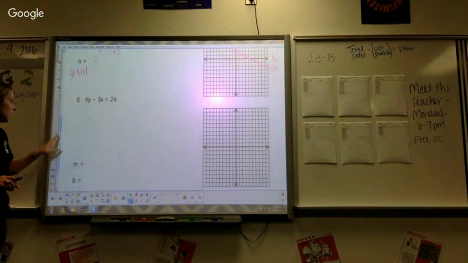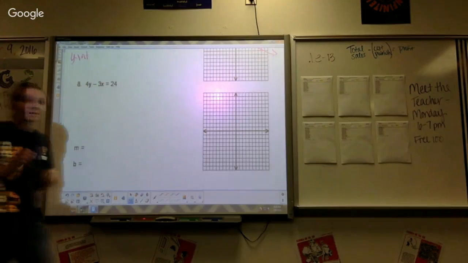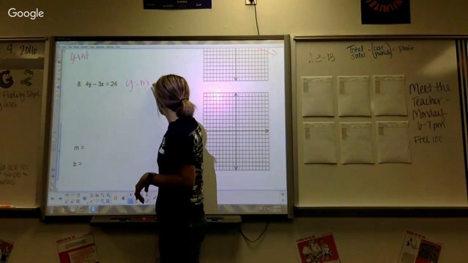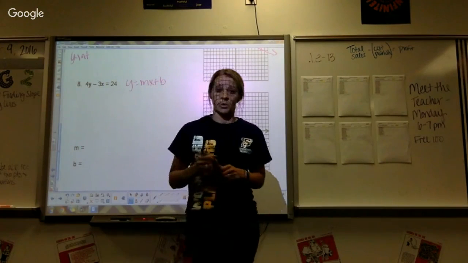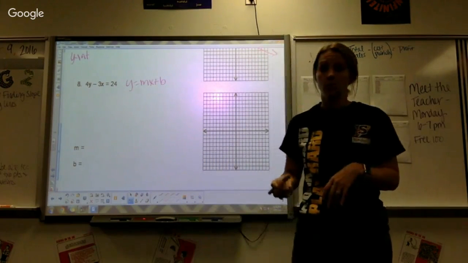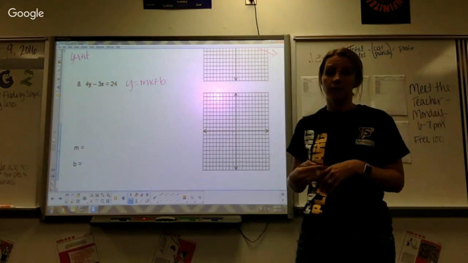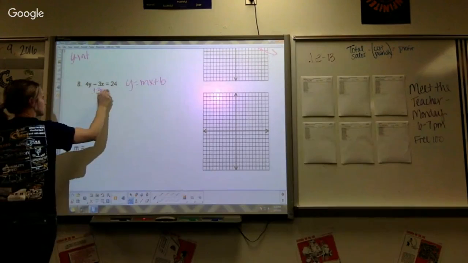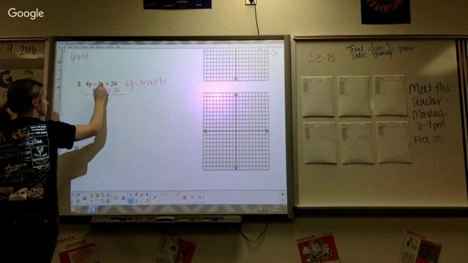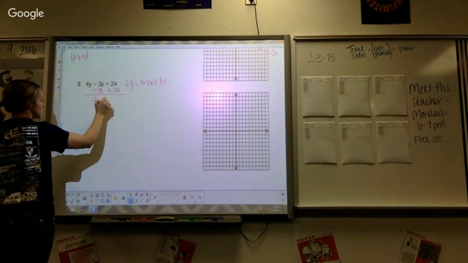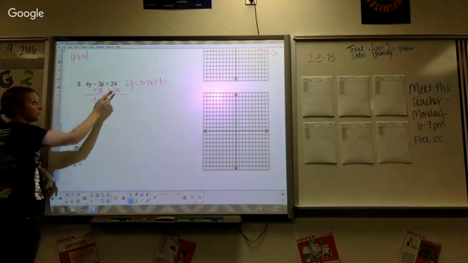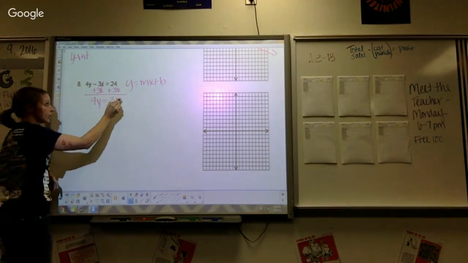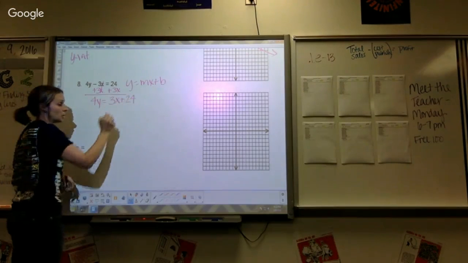Okay, so now notice on 8. 8 is not in slope-intercept form. We want it to be in y equals mx plus b form, which means we want y by itself. So we will have to do that before we can find the m and the b. So we're going to have to add 3x to both sides. Notice 24 plus 3x, we're not able to add those. So I like to write the x term first, 3x plus 24.